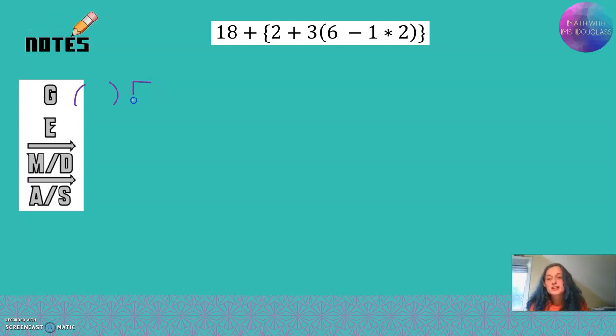They also mean brackets, which are the square ones, and braces, which are my favorite. They're these pretty curly ones. So I use the G instead of the P to mean grouping symbols.